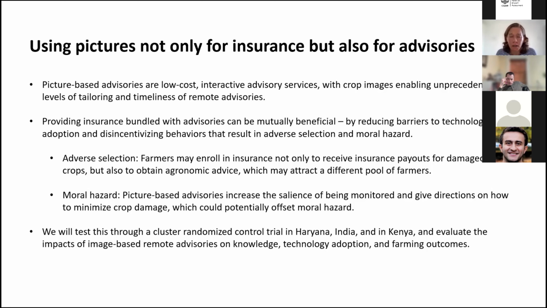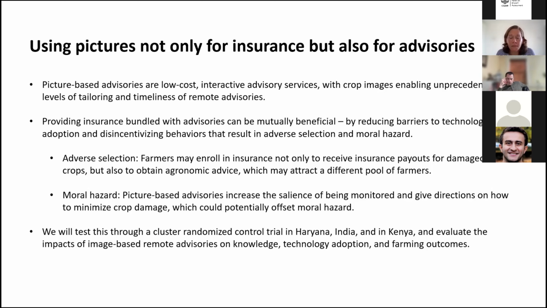Moral hazard, we could expect could be reduced because providing advisories on the basis of the pictures incentivizes farmers to send in more pictures, but it also increases the salience of being monitored. And with the advisories, you can give directions on how to minimize crop damage. So these three things combined could potentially offset or help overcome moral hazard in an insurance scheme.